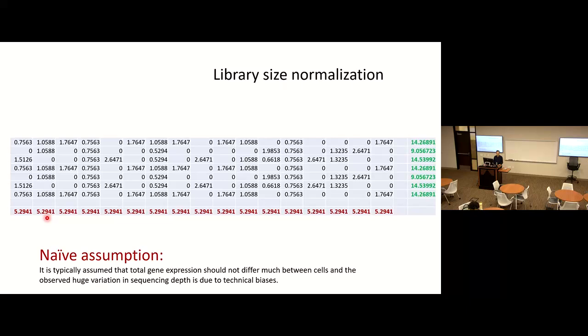So this is called library size normalization. This has been used in bulk RNA-seq all the time. You have to do this before you do the comparison across samples. So we are dealing with relationships between cells, so we need to do this normalization.